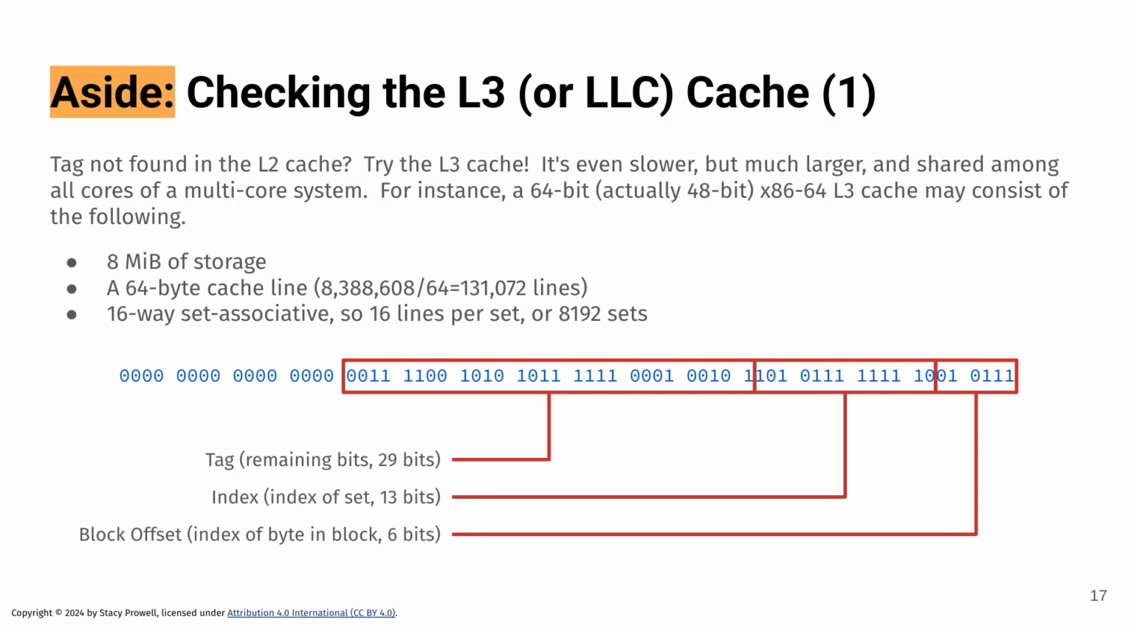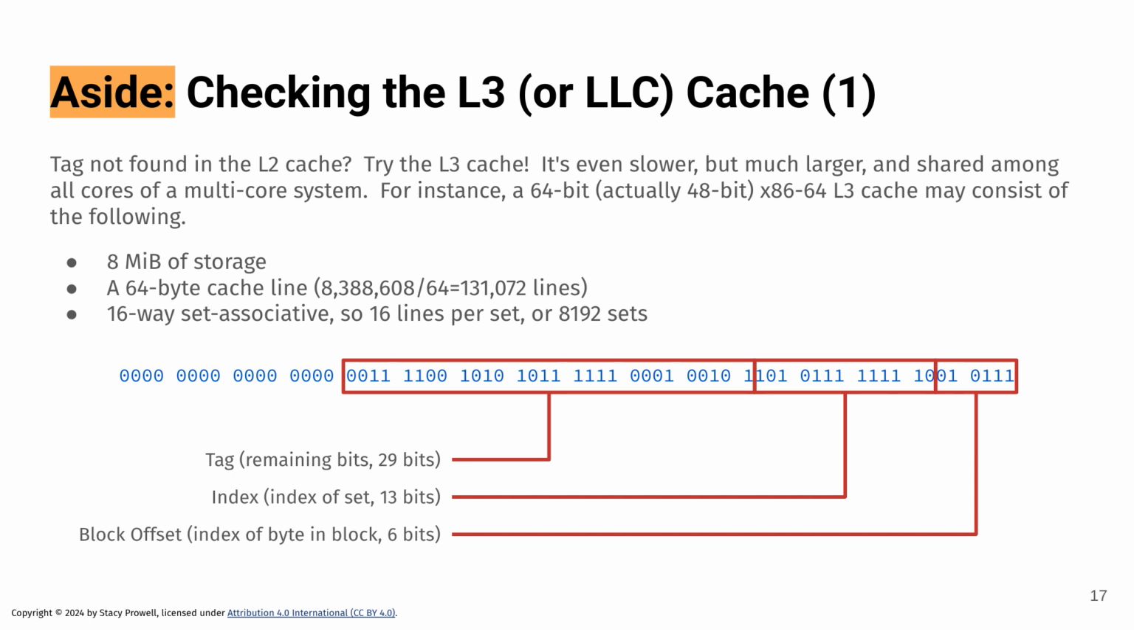Well, then I go all the way out to the L3, or the last level of cache. Now, things get tricky here because the L3 cache is shared among all the different cores, but a lot of it is still the same. It's much larger, so on the machine I'm using right now, it's 8 megabytes. I still use the 64-byte cache line, so now I have 131,000 lines. And now I'm 16-way set associative, so there are 16 lines per set. More opportunities for me to have a cache hit, but also more lines to check for the tag.